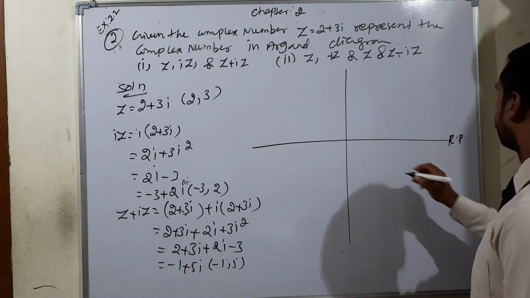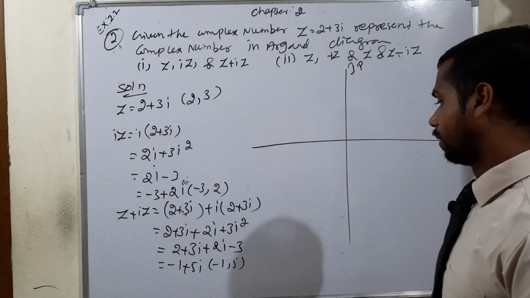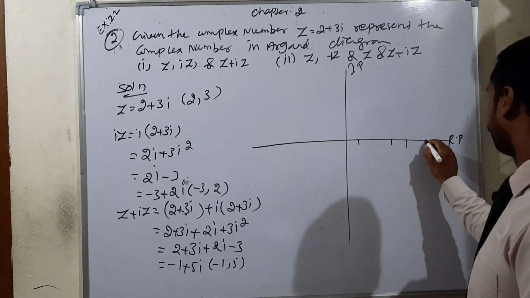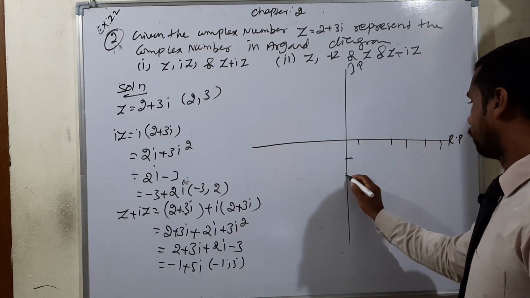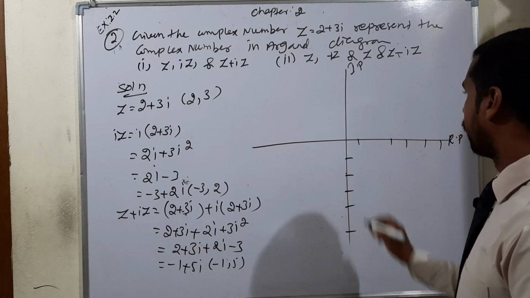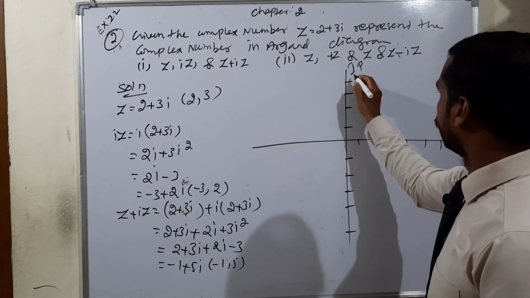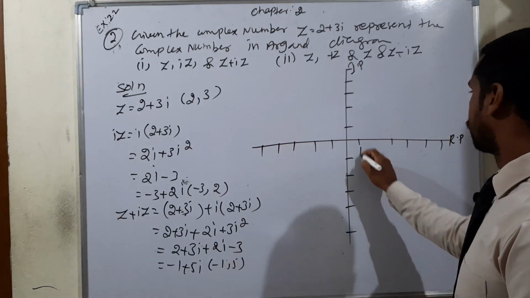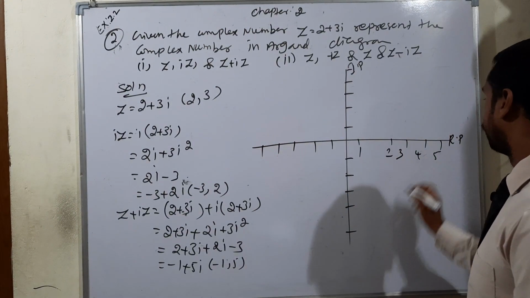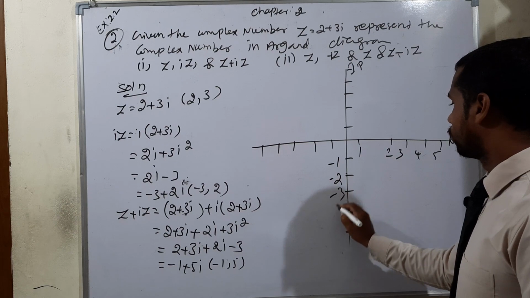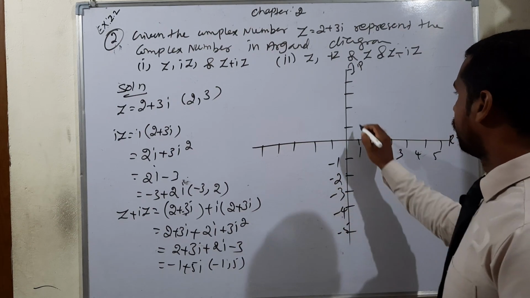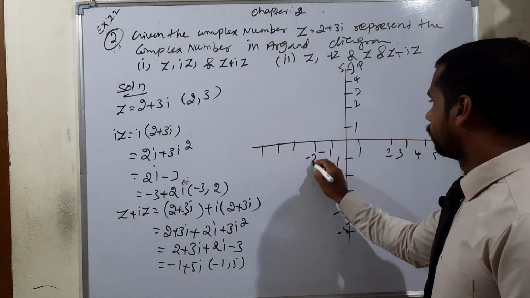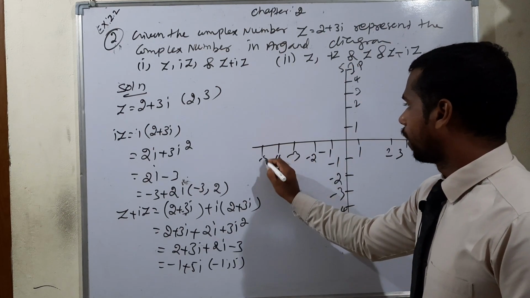This is called the real part. This is called the imaginary part. Maximum up to 5, isn't it? So 1, 2, 3, 4, 5. Minus 1, minus 2, minus 3, minus 4, minus 5. Similarly on the other axis, 1, 2, 3, 4, 5 and minus 1, minus 2, minus 3, minus 4, minus 5.